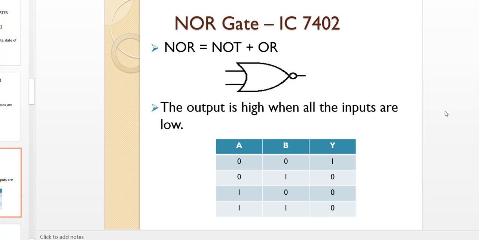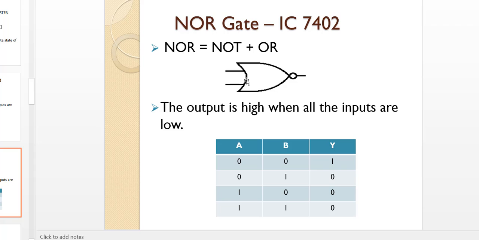Now the next universal gate is called the NOR gate. So what is the NOR gate? IC7402. Just like the NAND gate is a combination of NOT plus AND, the NOR gate is a combination of NOT plus OR. Very simple to understand now for you.